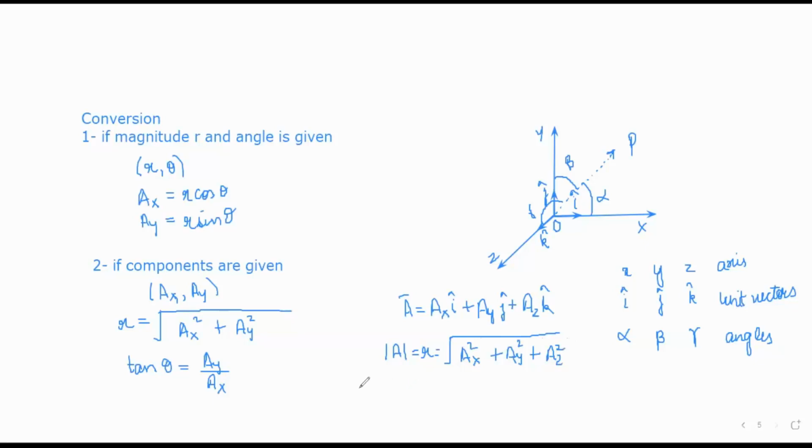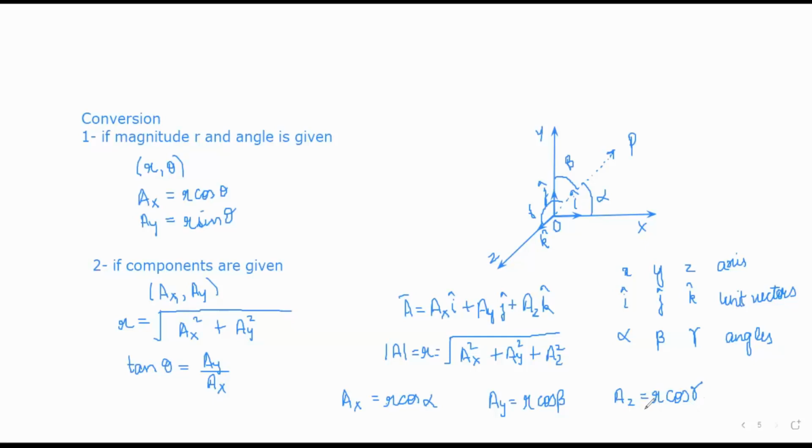And for the angles, like here we have taken R cos of theta for AX. So here we can take AX as R cos of alpha, AY as R cos of beta, and AZ as R cos of gamma. So this is for the 3-dimensional case.